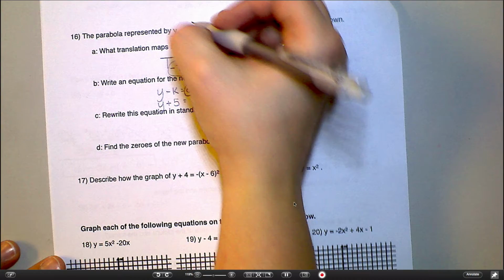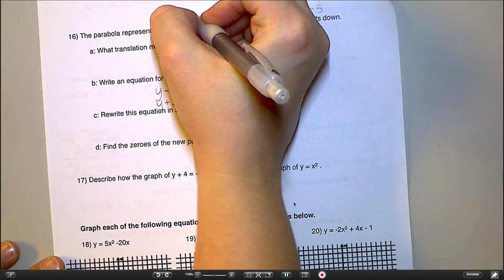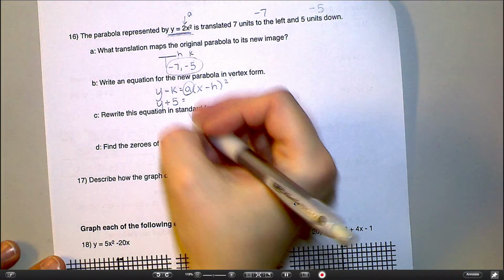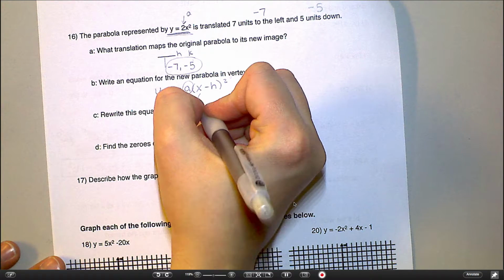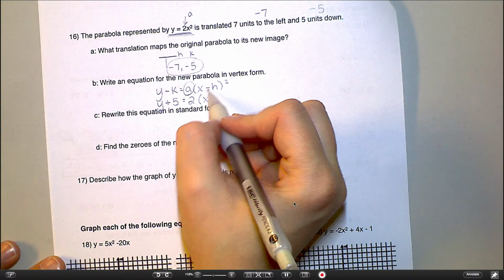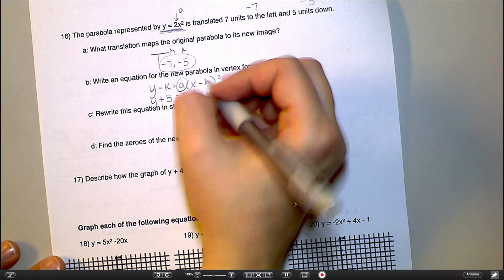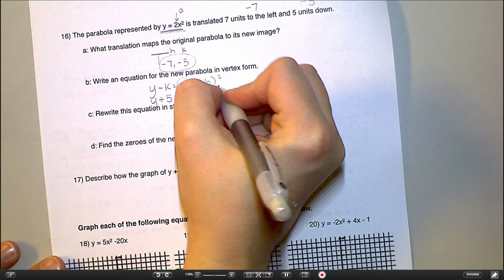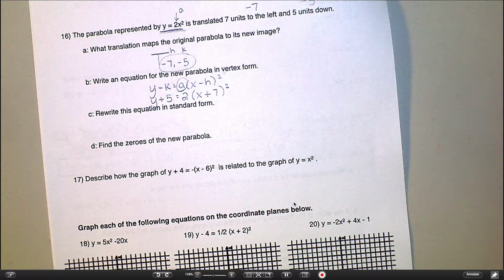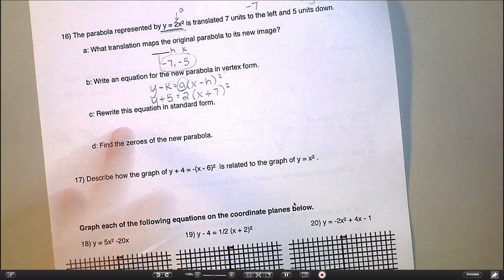So the a value in this one was 2. So I'm going to keep my a value as 2, and then x. I'm going to do x minus negative 7. So that's really x plus 7 squared. That's vertex form. I stop right there. Vertex form. Remember when we did that? Good with that? Yeah.